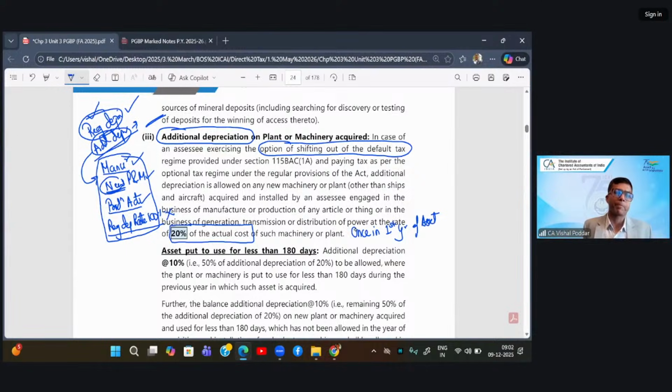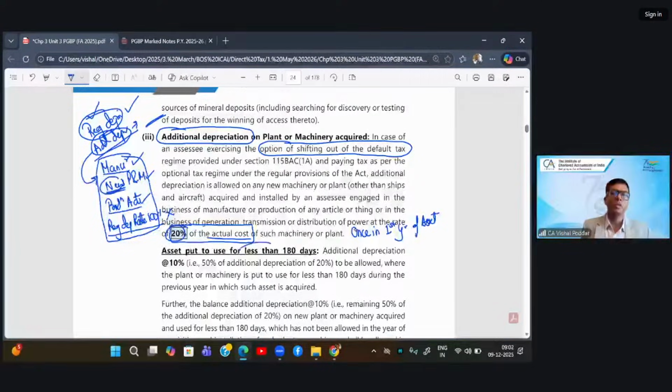So in the first year where the asset is put to use, only once can you claim additional depreciation. Regular depreciation is allowed every year on the WDV. Additional depreciation will be allowed for an asset only once, that is in the first year of that asset. The rate is 20% of actual cost.